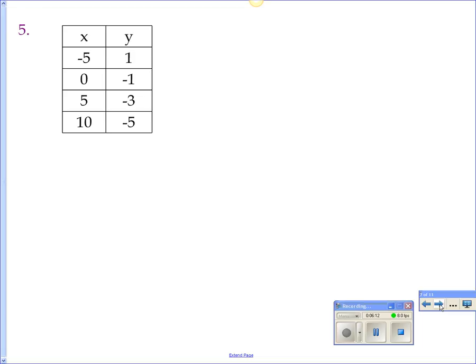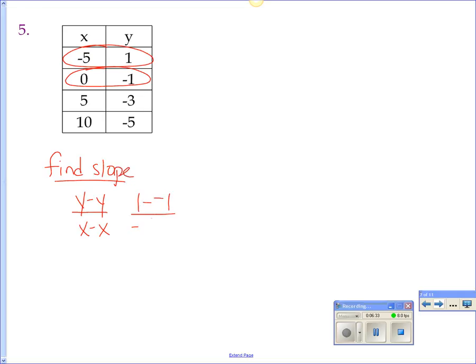Number 7, I have another table. This one is going up and down, which is fine. So I'm going to pick 2 points, and we'll find my slope, y minus y over x minus x. So 1 minus negative 1 over negative 5 minus 0 gives me 2 over negative 5, which is just negative 2/5. And that is my m.